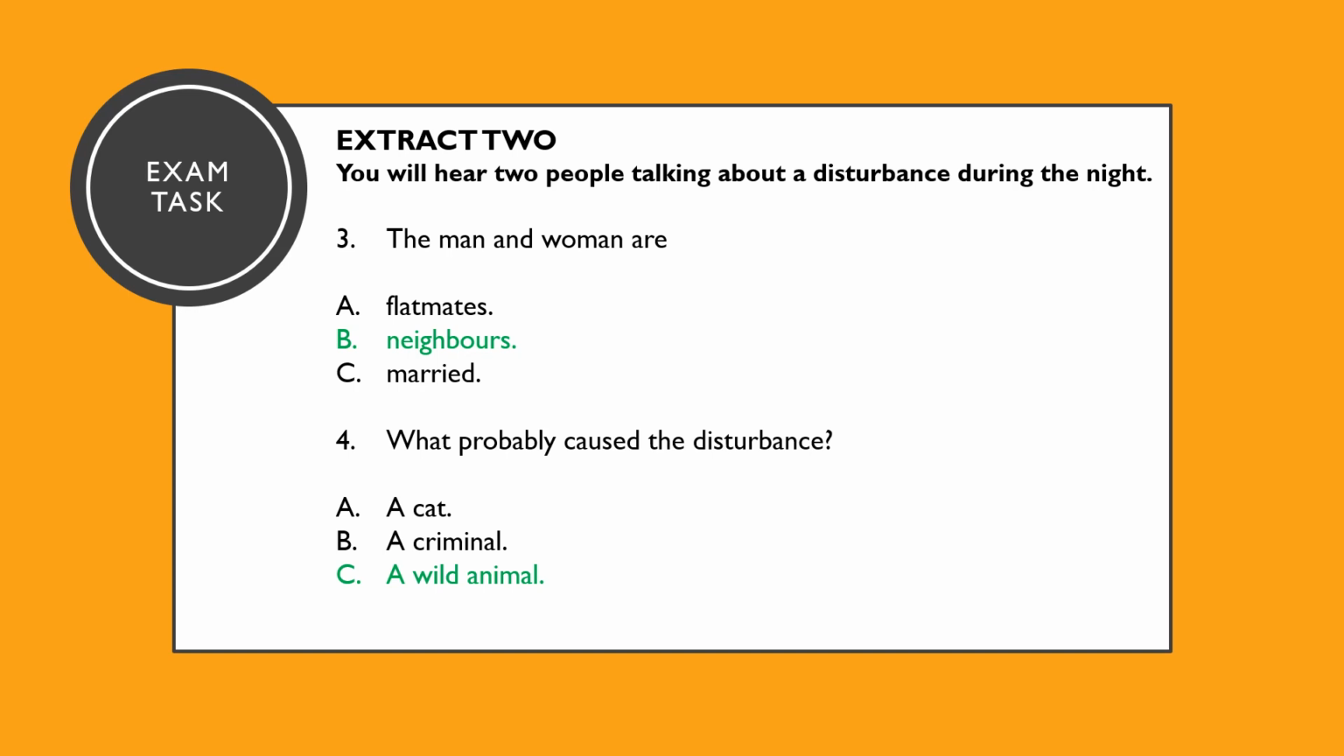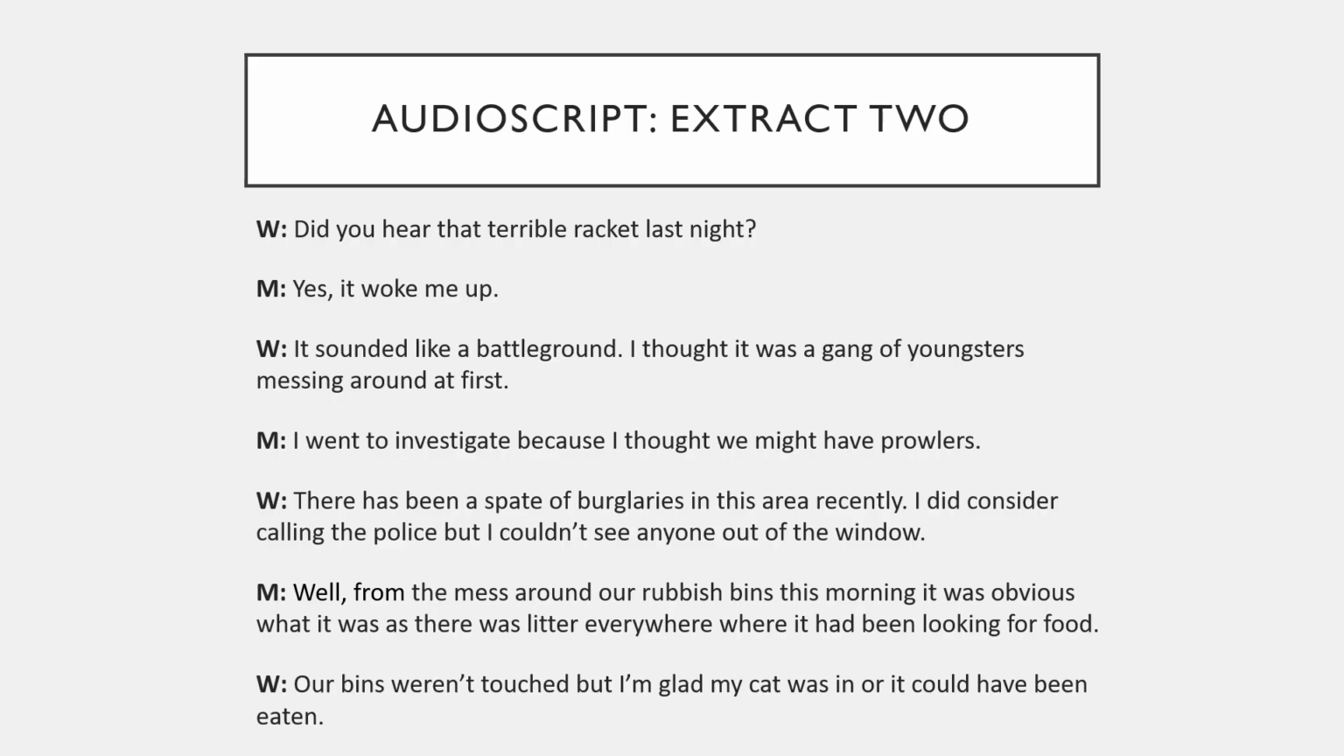Let's now take a look at your answers. So the answer to question 3 is B. The man and the woman are neighbours. And the answer for question 4 is C. A wild animal probably caused the disturbance. Right, so let's go and look at the audio transcript to see why these are the correct answers. Take a look at this part of the audio transcript and try to highlight or underline the quotations that support your answers to questions 3 and 4.